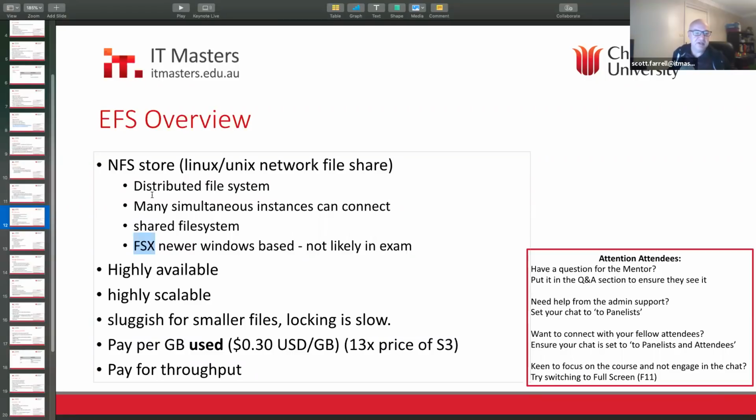So I'm just showing you now because it's a bit more Windows friendly. If you've got a Windows environment, it does the same thing. It's highly available. It's highly scalable. Now, I've had issues around scalability. It's sluggish for smaller files, and the locking's slow. You can pay per gigabyte, and you pay per throughput. And there's a credit system based on storage size.